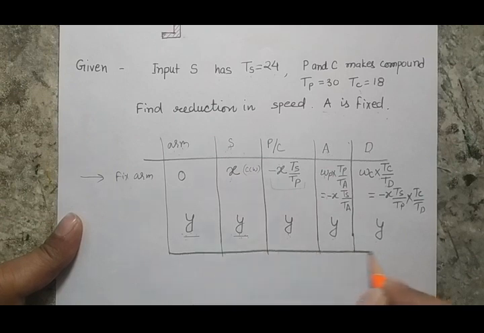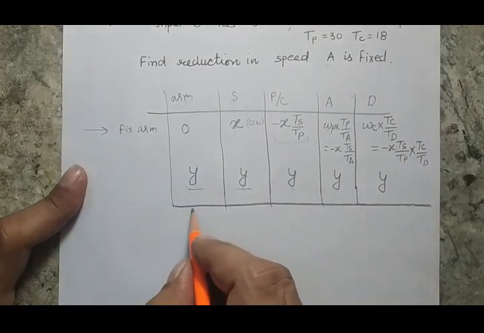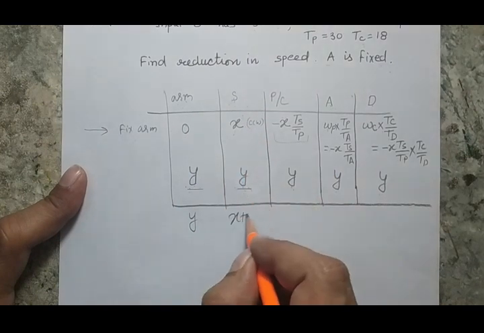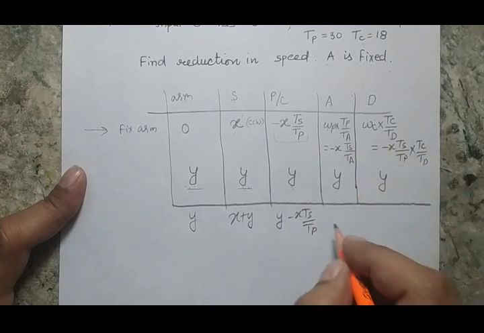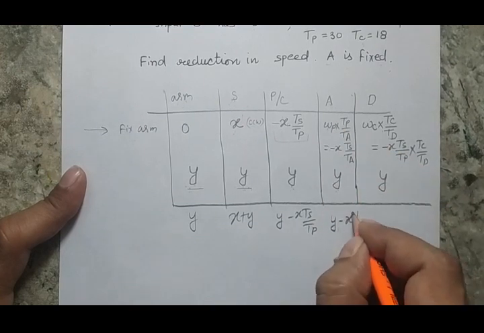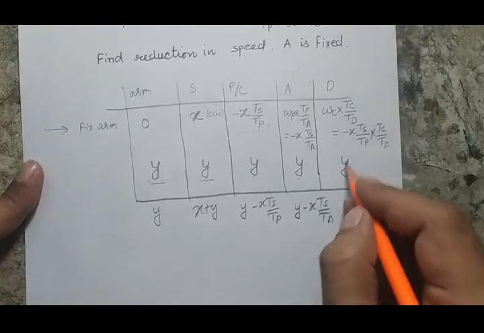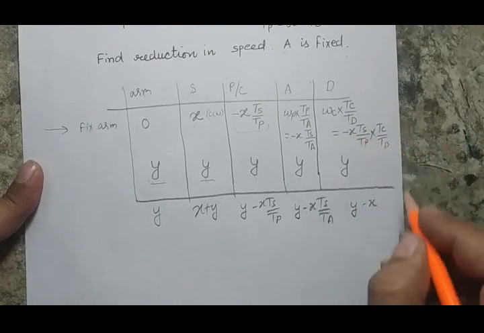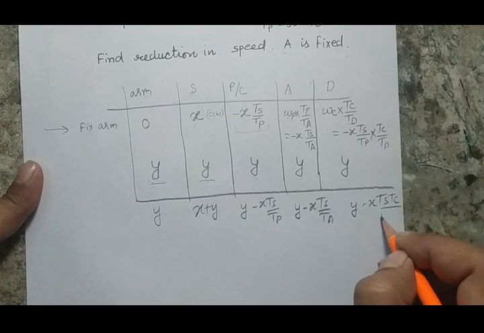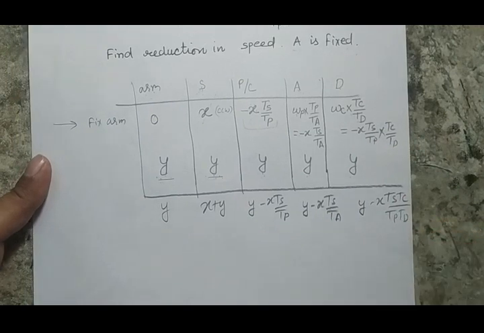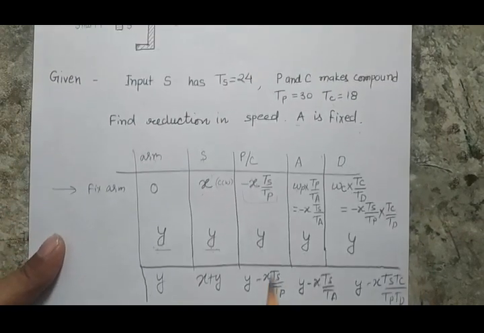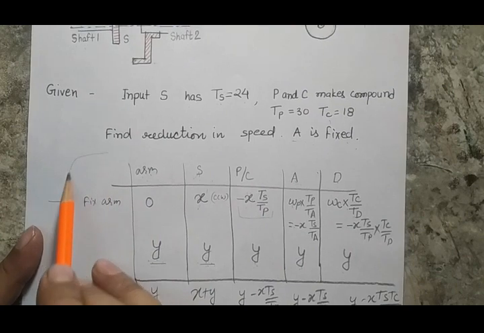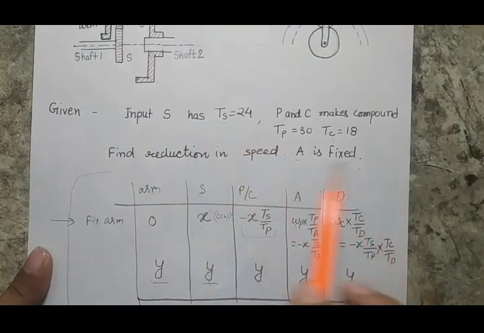Now once you have this y, you can simply add these two terms. So this is y, this will be x plus y, this will be y minus x ts by tp, this will be y minus x ts by ta, and this will be y minus x tc by tp td times ts. So now I have completed my table, and after that I am going to take input from the question. For making this table, you don't even need to read the question. Once you have the system, you can make the table.